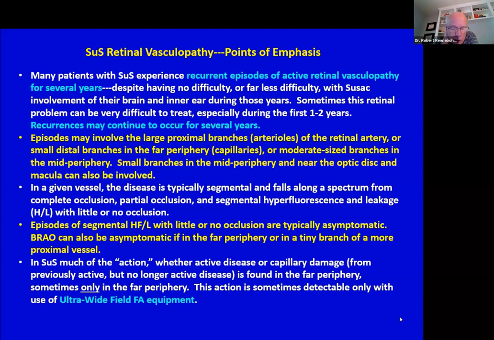Episodes may involve the large proximal branches, arterioles of the retinal artery, or small distal branches in the far periphery, or moderate-sized branches in the mid-periphery, and small branches in the mid-periphery and near the optic disc or macula can also be involved. In a given vessel, the disease is typically segmental and falls along a spectrum from complete occlusion to partial occlusion to segmental hyperfluorescence and leakage with little or no occlusion.